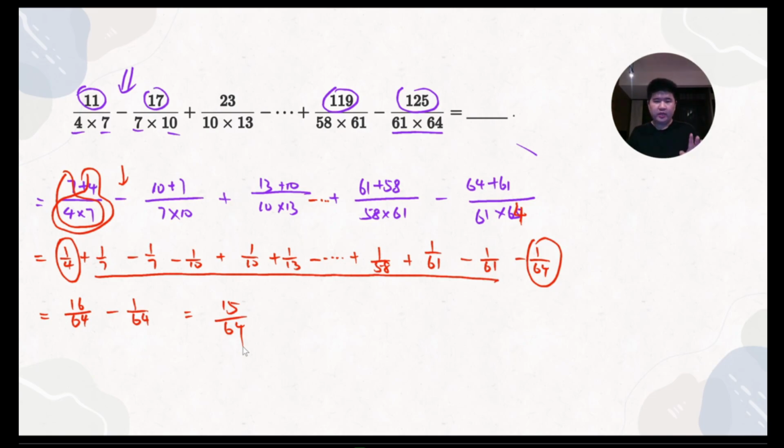And for this one, the first important thing is to pay attention to the sign. The second one, when we split it, we check the numerator and denominator.